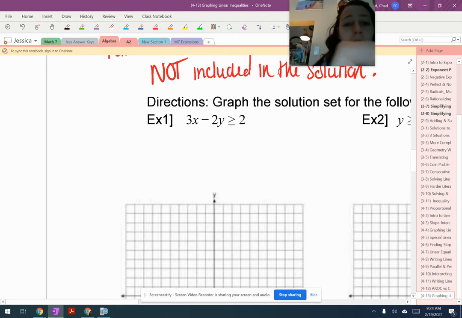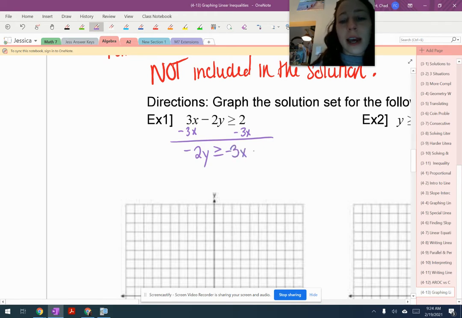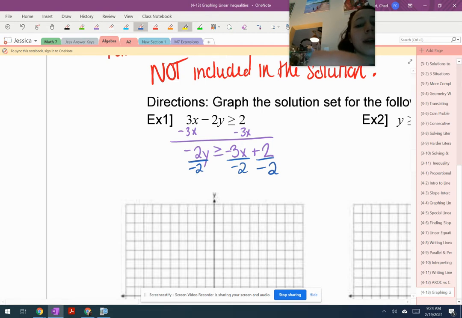All right, so I'm going to start by getting that y isolated by minusing the 3x to both sides. Negative 2y is greater than or equal to negative 3x plus 2. And then my last step to get that y by itself is divide all pieces by the negative 2. And this is the first thing that I want to bring up here, is that in this step, we are dividing by a negative 2, which requires us to flip the inequality.